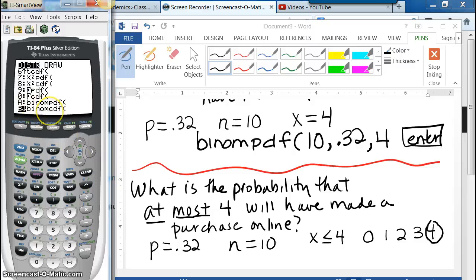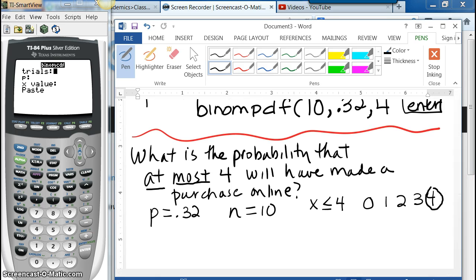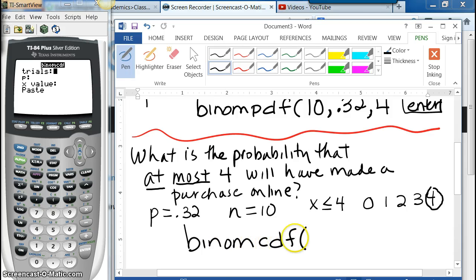And now I'm going to the CDF instead of the PDF. So binomial CDF, I'm going to enter. Again, some of you, your calculator may at this stage look like this. And if so, you're going to type in 10, then you'll use your comma key, then 0.32, use your comma key, and then you want it to start with the 4 and do 3, 2, 1, 0. So you're going to put a 4 right there. The CDF will do all of that for you.